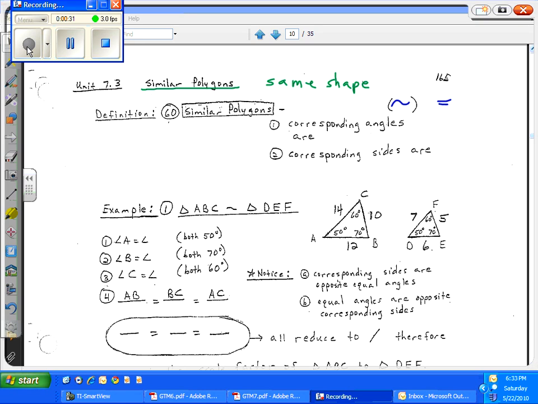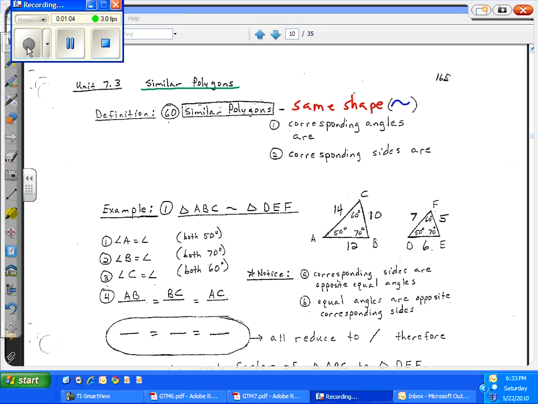Remember, a congruent had equal, which means the sides were equal, and the squiggly, which means that the angles were equal. So this was the same size part of congruent, and this was the same shape part. If we have only the same shape part, then we're talking about similarity rather than congruency. Okay? So similar polygons are polygons that are the same shape.